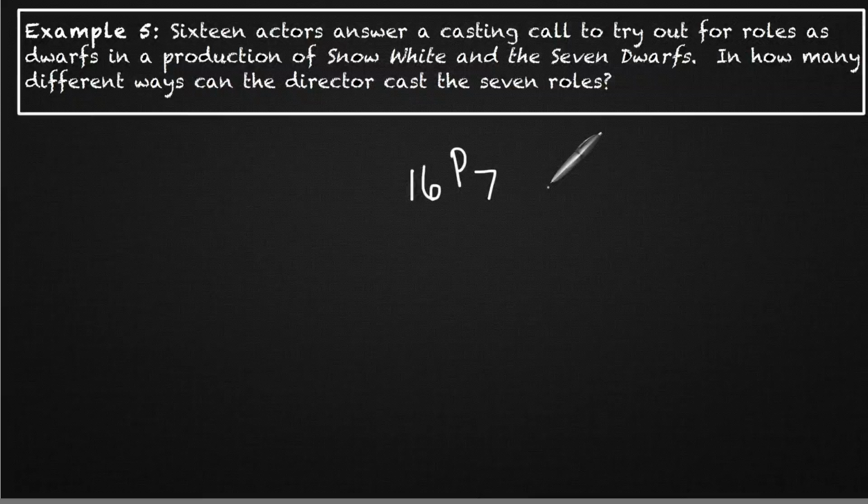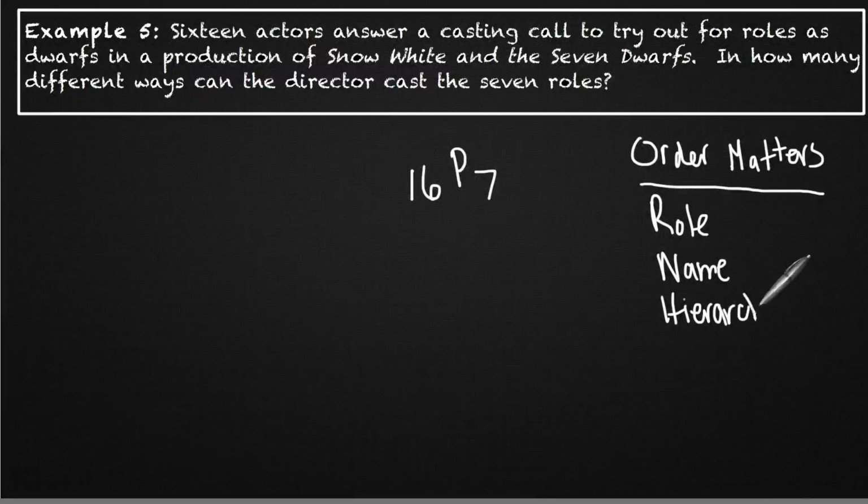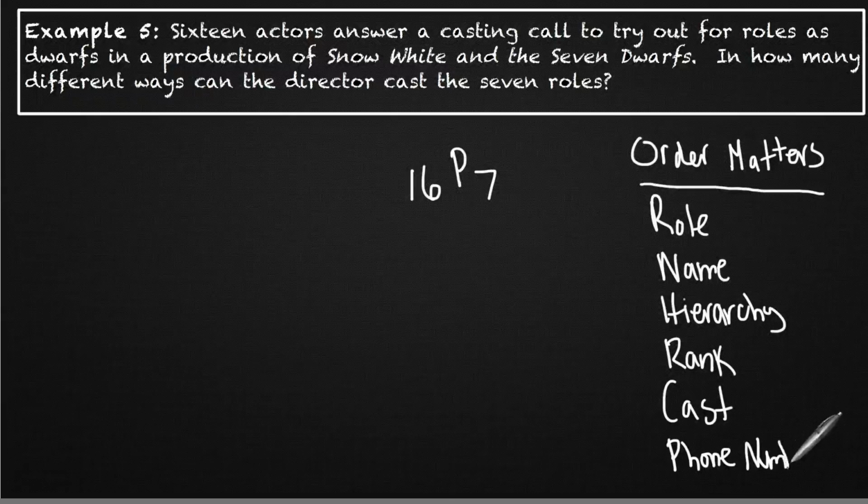Now, the question becomes, because we're getting ready to learn about something called combinations, let's just talk about when to use a permutation and when to use a combination. Use a permutation anytime that the order matters. So when the order matters, you use a permutation. So that would be problems like when there's a role assigned, when there's a name assigned, anytime there is hierarchy, or rank, or caste, or any of those types of things, maybe a phone number because the order of the numbers matters. Any of those situations, you're going to use a permutation because the order matters.